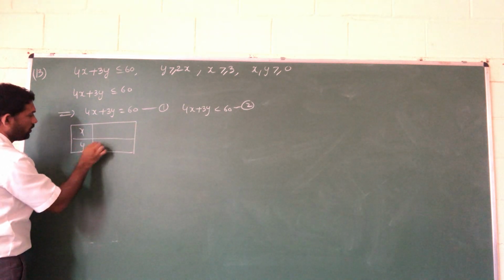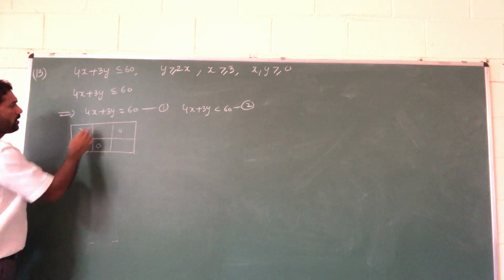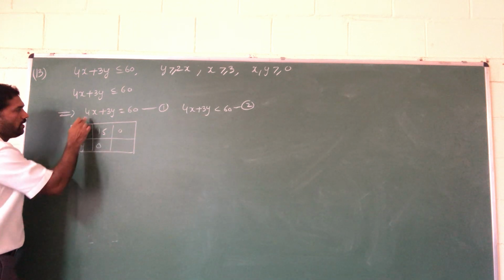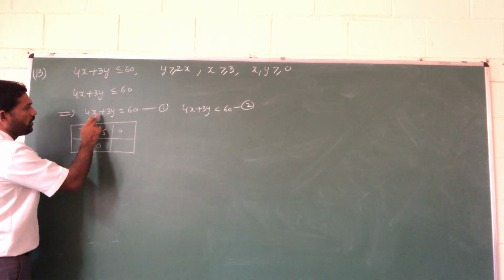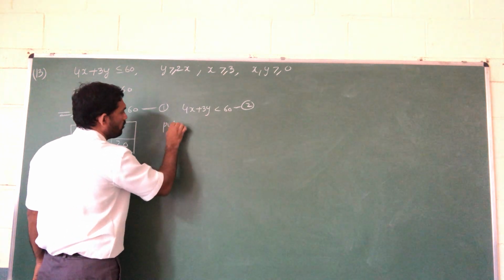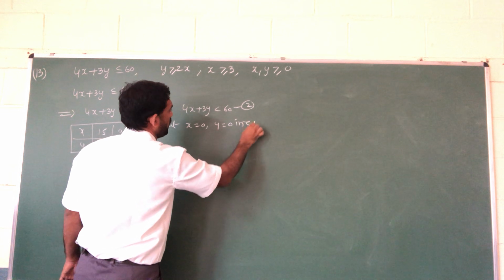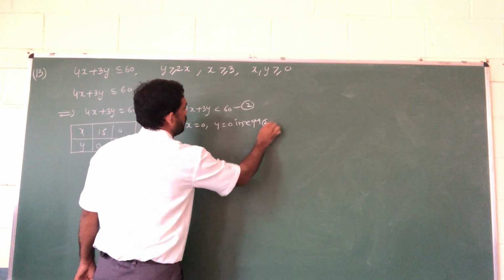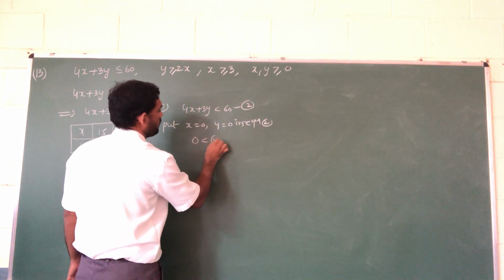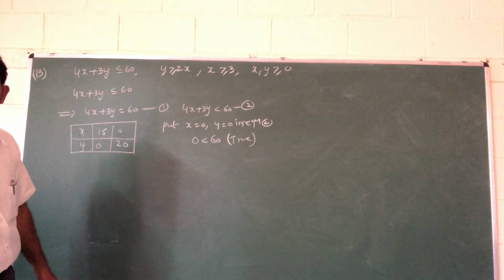X, y. So y is equal to 0, substituted, x equal to 15. So x is equal to 0 means y is 20. So put x equal to 0, y equal to 0 in equation number 2. What happened? 0 less than 60. This is true always. It is true always.